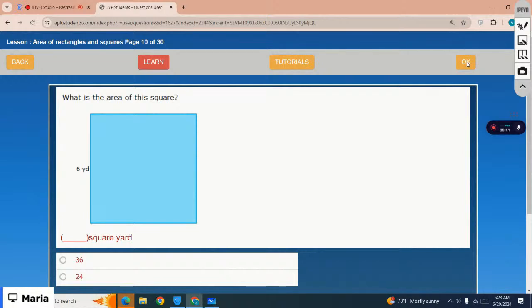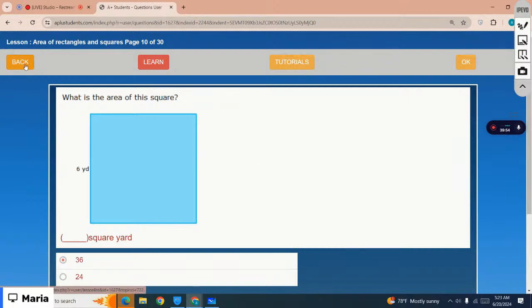What is the area of the square? Which is the correct option? The correct option is 36 square yards. Option number 1 is the correct option.